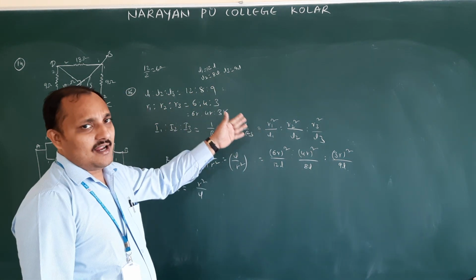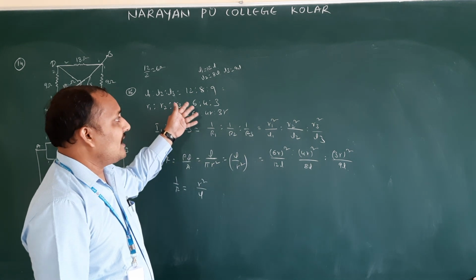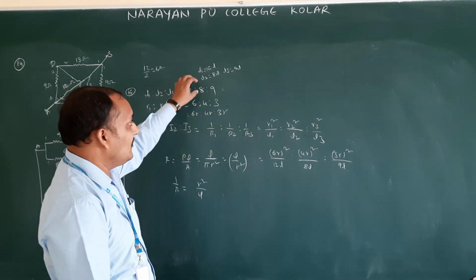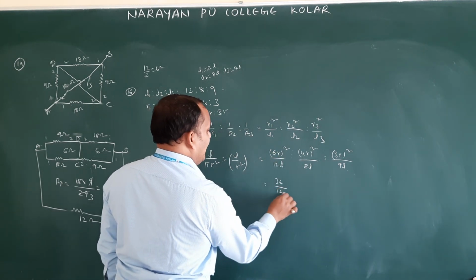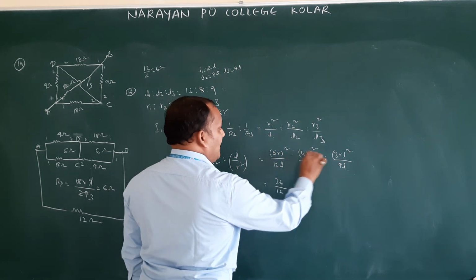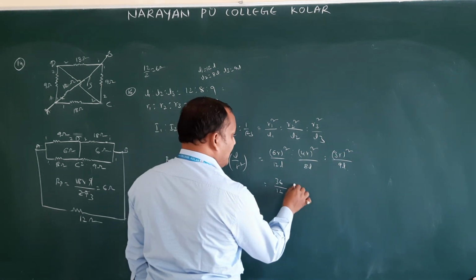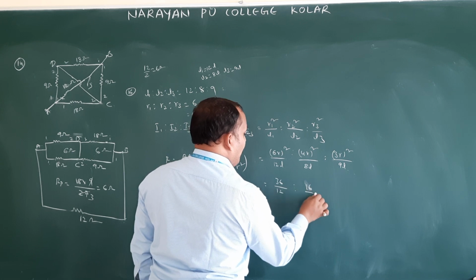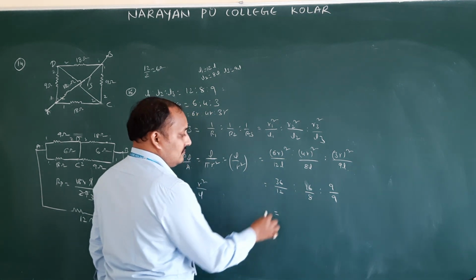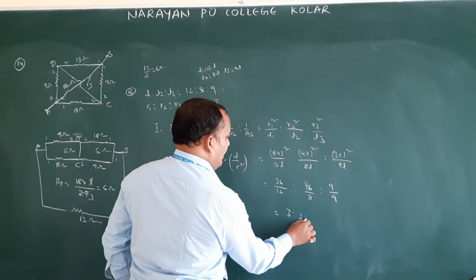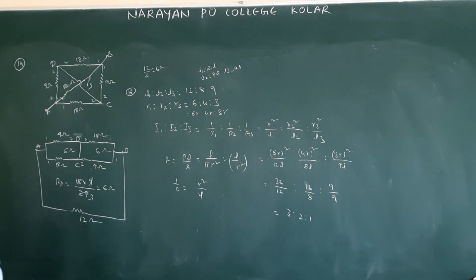Without taking L and R you could also solve it, but sometimes this is helpful for some problems, therefore I wrote it like that. So 6 squared is 36 by 12, 4 squared is 16 by 8, and 9 by 9, with R squared by L common among all. We want the ratio, so it is 3 : 2 : 1. That is the ratio of currents, 3 : 2 : 1, so maybe option 4.